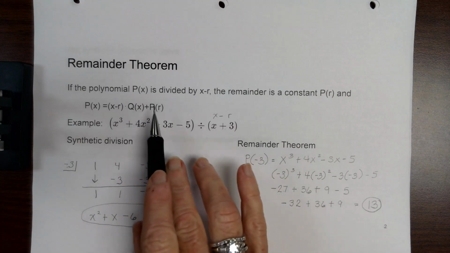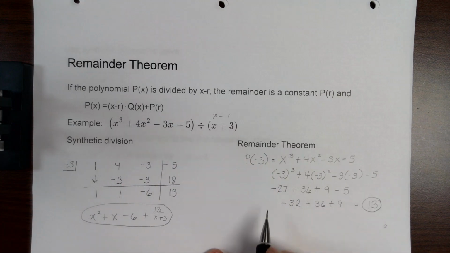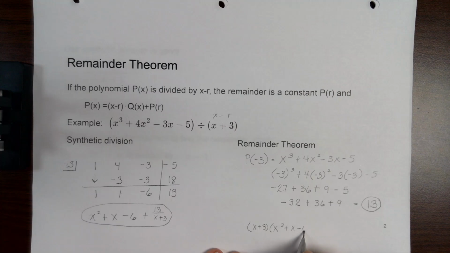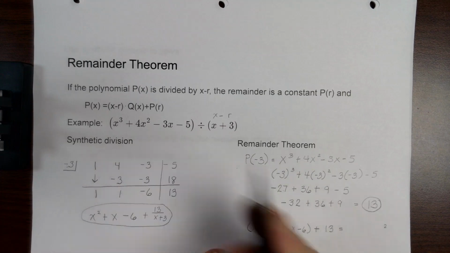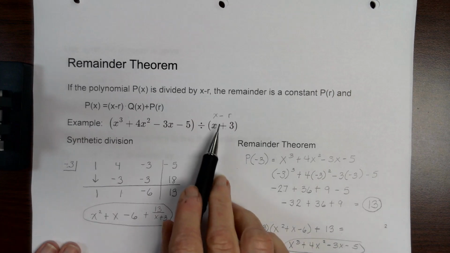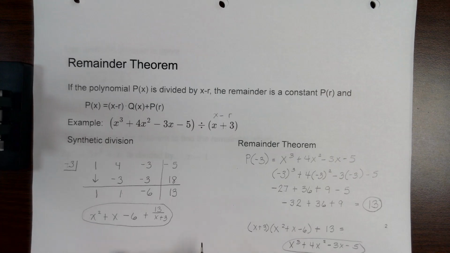Now the other part of this remainder theorem says that if I multiply together the x plus 3, the whole part of this, so the x squared plus x minus 6, and then I add the remainder to it, my answer would be my original polynomial. So that's going to be the answer when I multiply this times what I divided it by, and I add the remainder. You could do it like this. This might help you remember it.